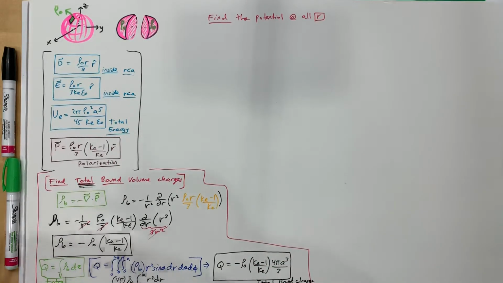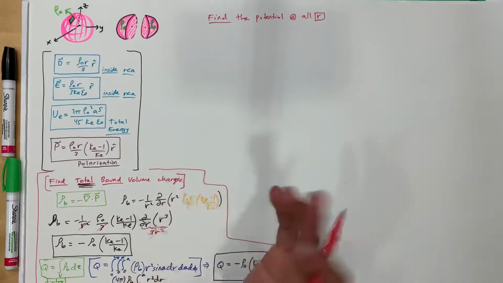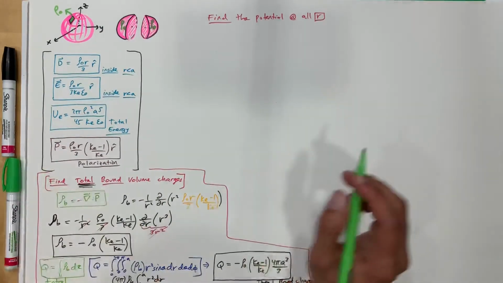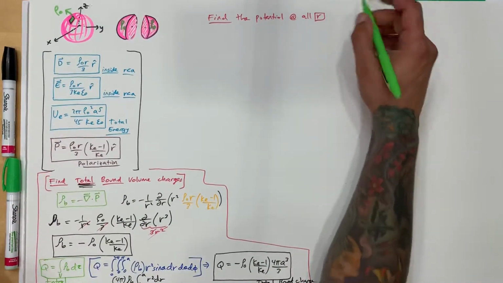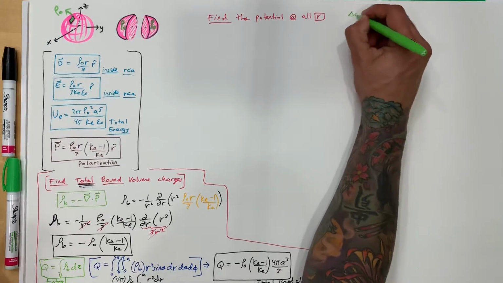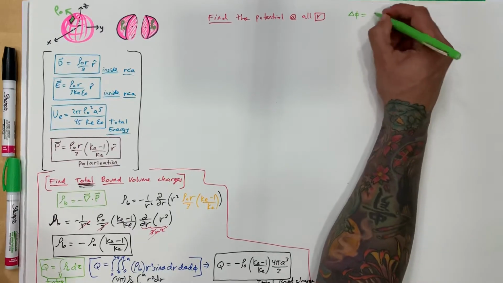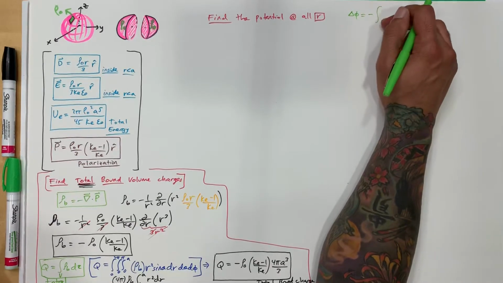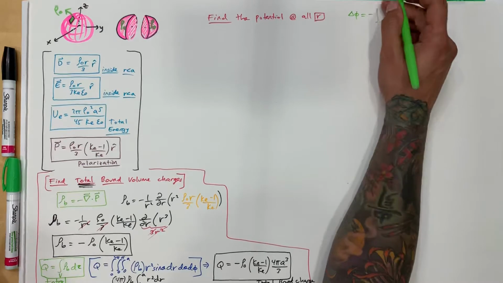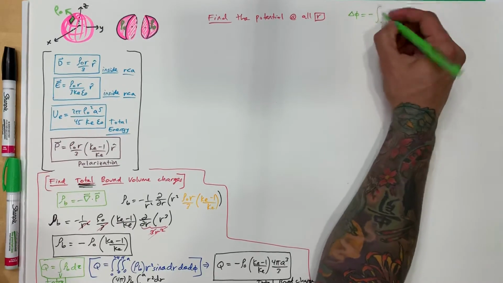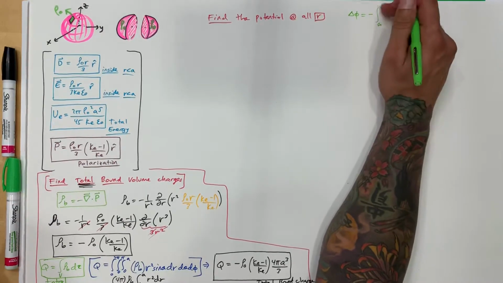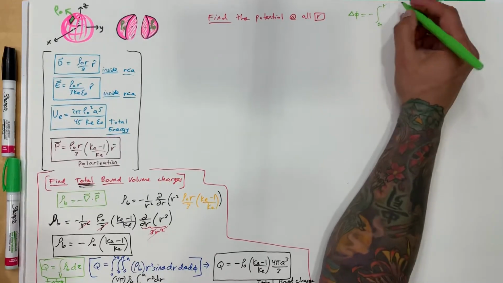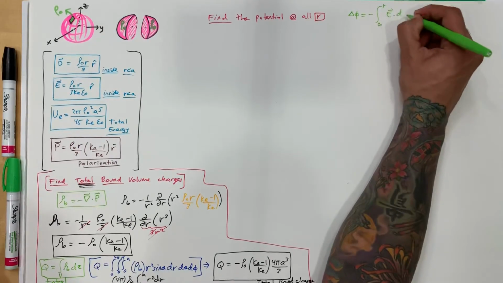Okay, so let's start off with the equation for potential. The potential is going to be equal to negative final minus initial. Initially you started at infinity, and final you're going to go to some value r. This is just a general expression for now. And then we have E dotted with dl.